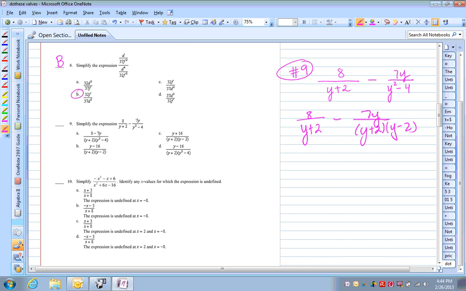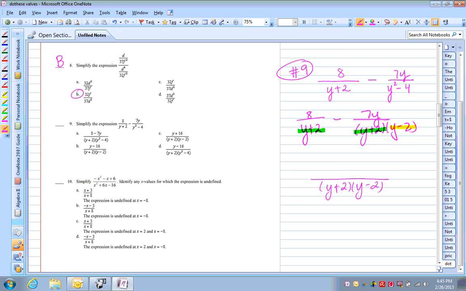Can you think of where I got the y plus 2 times the y minus 2? Well, I noticed that y squared minus 4 was a difference of perfect squares, so that led me to factor it that way. And remember, once again, I go across to find my common denominator, but I don't repeat anything. So my common denominator I know is going to be y plus 2 times y minus 2.